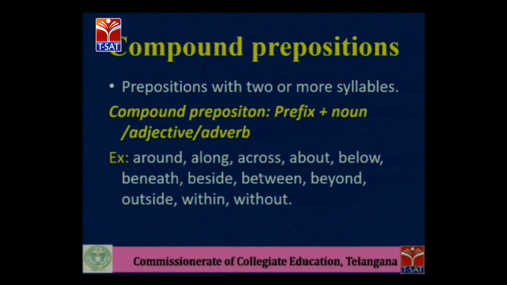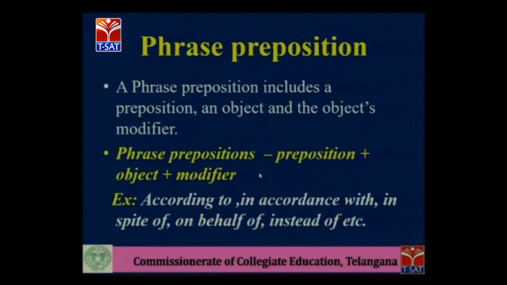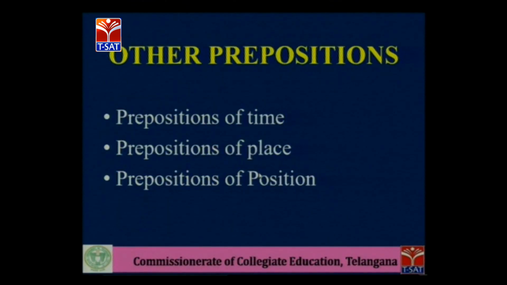So now what is the third preposition? That is the phrase preposition. So what is a phrase preposition? A phrase preposition includes an object and the object's modifier. Examples of phrase prepositions are instead of, in accordance with, according to, in spite of, etc. So what are the other prepositions? As discussed, we have 3 types of other prepositions: preposition of time, preposition of place and preposition of position.